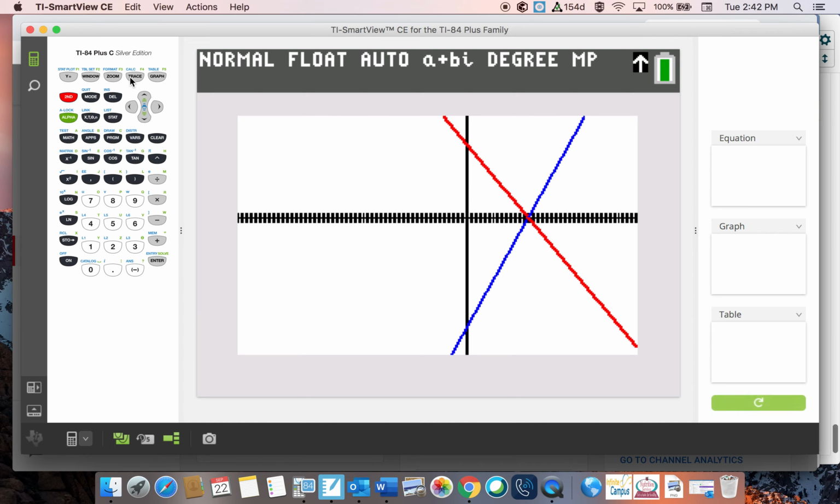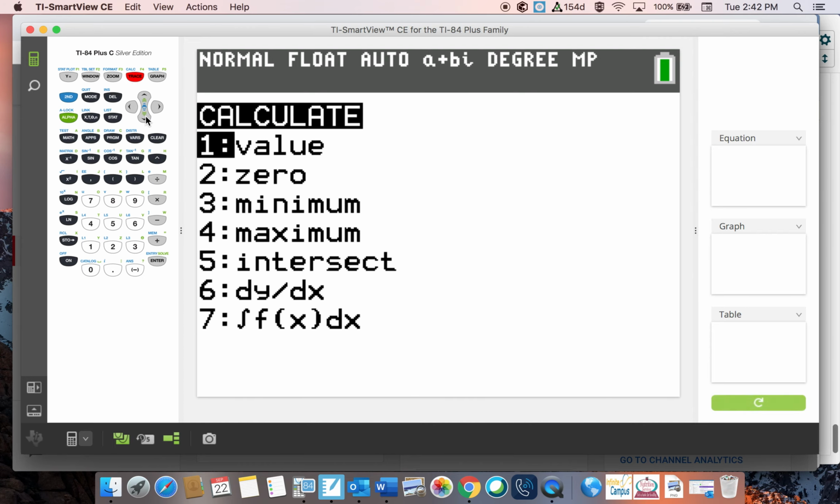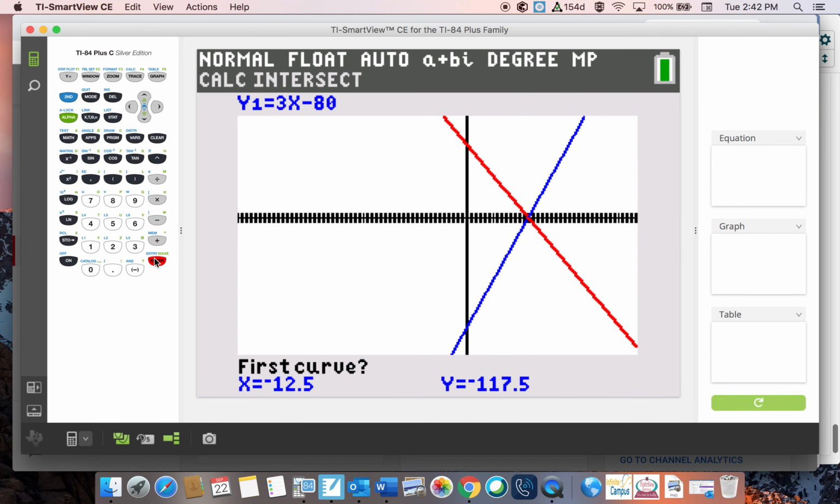I go second, trace. I go to the intersect. Now this is just like the last video. I go first curve, I hit enter. Second curve, I hit enter. I say guess, I go, I don't know, I'm just a kid. And it says, here's my intersection at 27, 1.